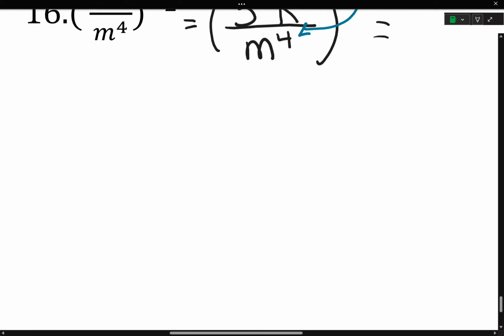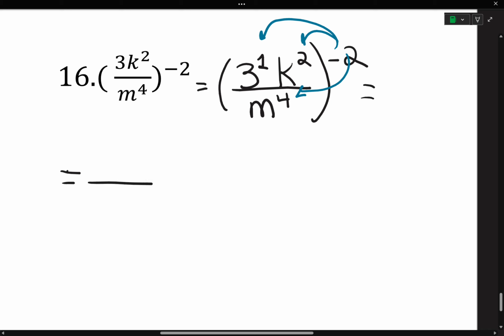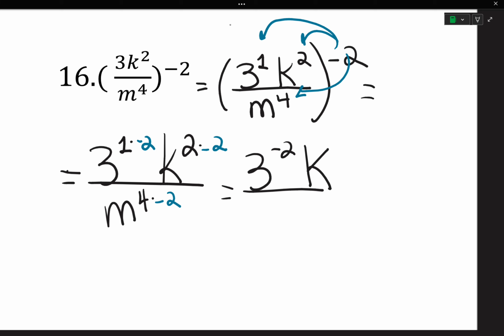So, oops, we get 3 to the power of 1 times -2. We get k to the power of 2 times -2. And m to the power of 4 times -2. 1 times -2 is -2. 2 times -2 is -4. And 4 times -2 is -8.